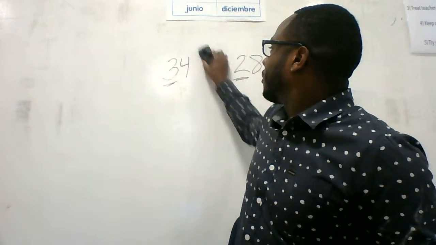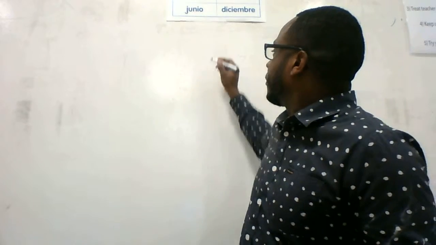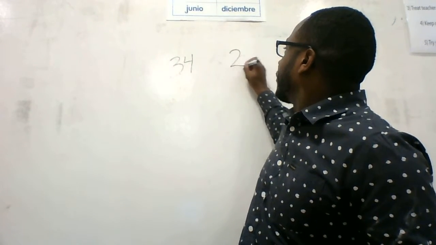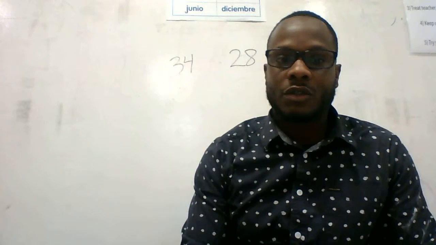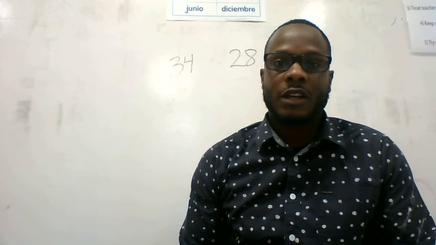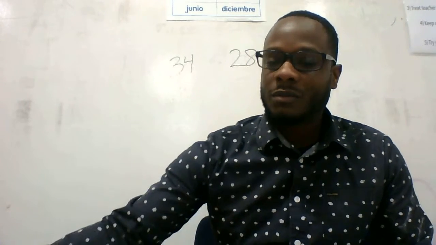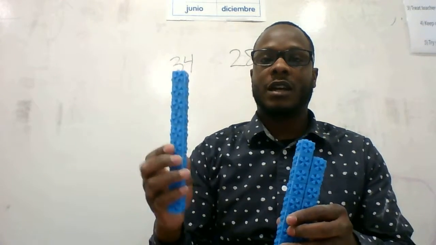We're going to go over comparing numbers today, lesson number 9 in your workbook. We're going to start off by writing two numbers on the board, 34 and 28. We want to compare these two numbers and see which number is greater than the other number. So the best way for us to do that is to grab our place value blocks.